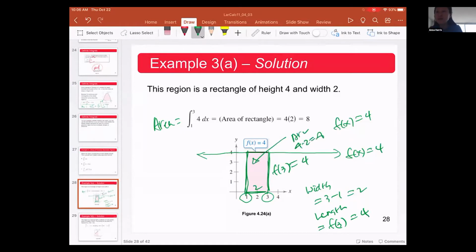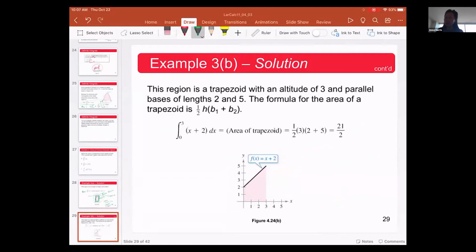We know how to do this kind of problem when the shape is something that we know how to calculate. We can do it geometrically. Geometrically means, like, finding the area of a rectangle: width times height. We also know how to find the area of a trapezoid: 1/2 times the height times base 1 plus base 2. Yes, we know how to find that. So with this kind of graph, we also know how to find the area.